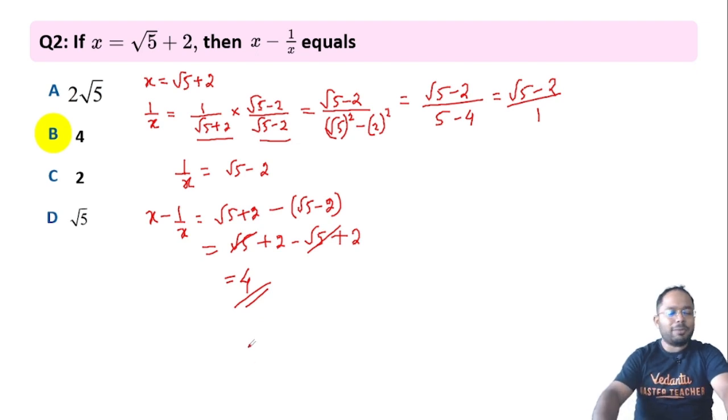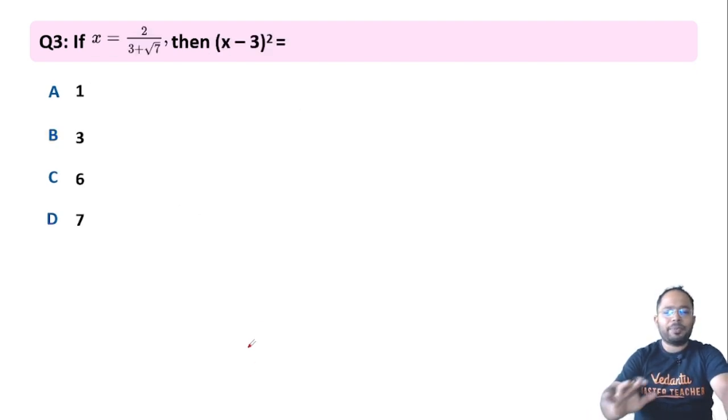Alright. So let's move on to the next question here. Here comes your third question. If x equal to 2 upon 3 plus root 7, then x minus 3 whole square is equal to how much? Take your time, pause the video, solve it and get the answer. Alright, so let's see what the correct answer is. The correct answer is 7. Okay, how? Sure, let's discuss.